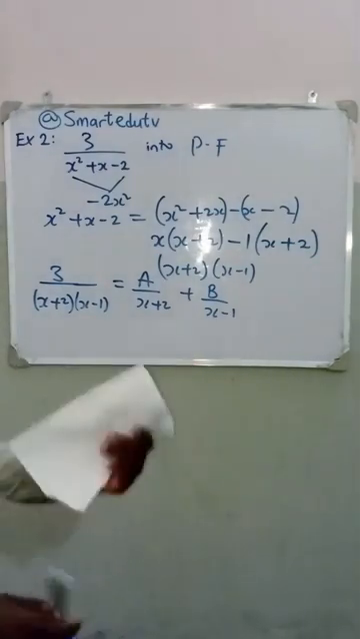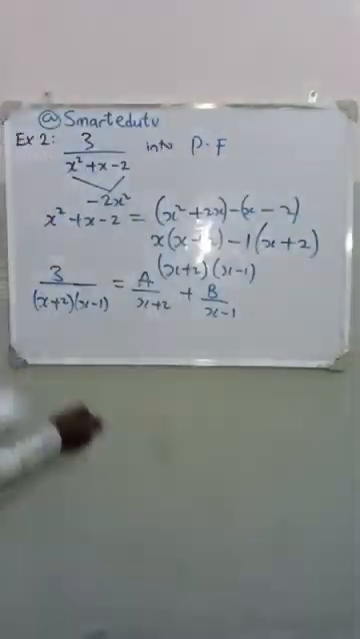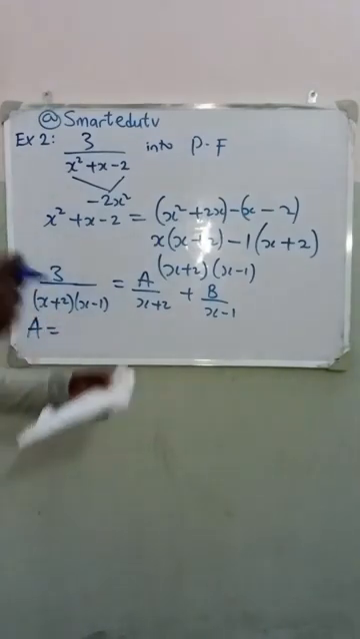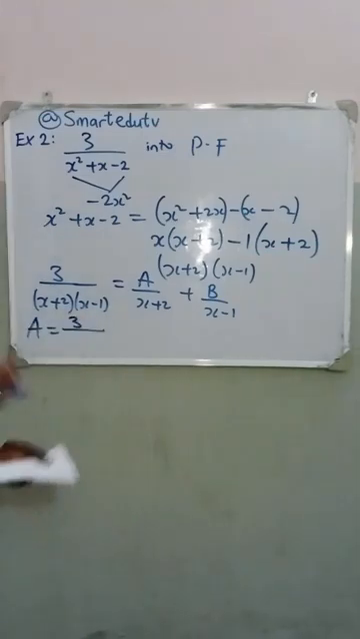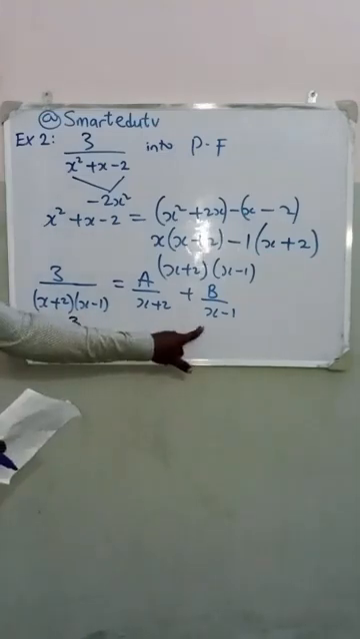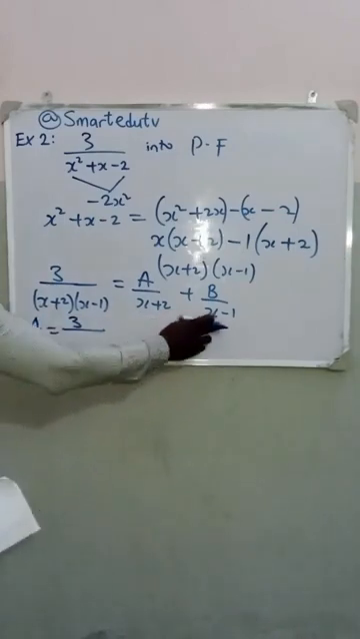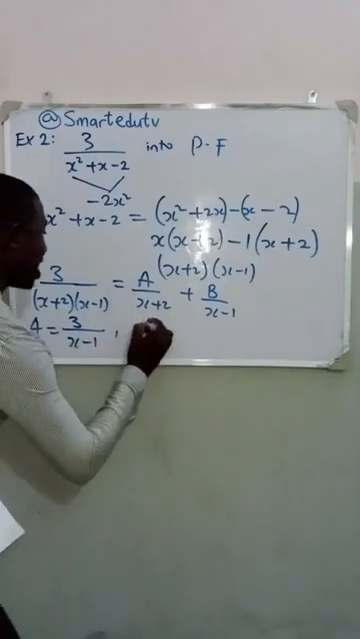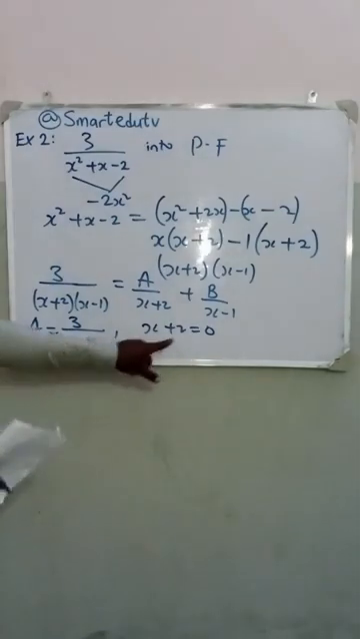Arfos method. In using Arfos method again, to determine the value of A, it equals the numerator of the expression given to you, which is 3, over the neighboring denominator, which is x minus 1, at x plus 2 equals 0.